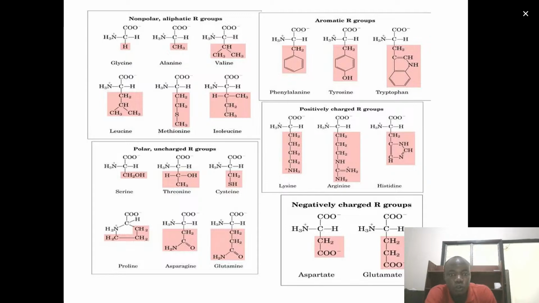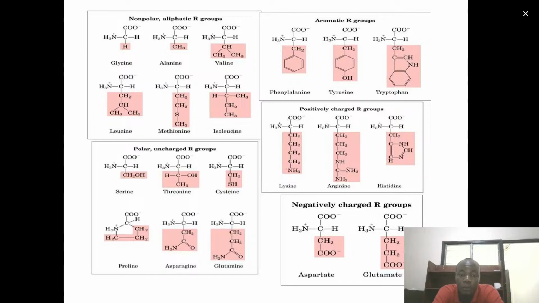And then there is also positively charged R group. It means that they are amino acids that have a positive charge at their R group. For example, look at lysine, you see that there is an amino group with a positive charge. Also in the case of arginine, there is positive charge, and histidine also has positive charge. So these are the amino acids that have positive charge at their R side chain.